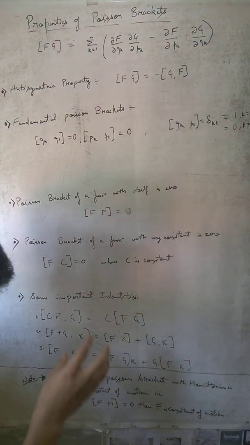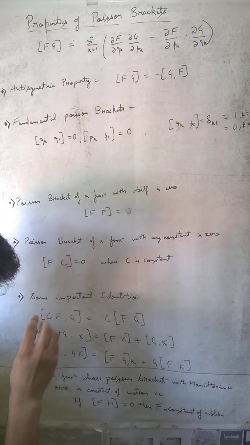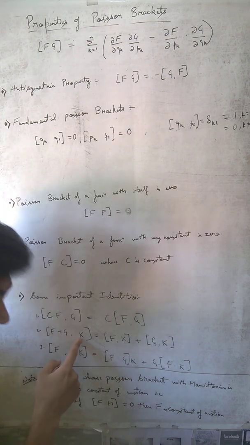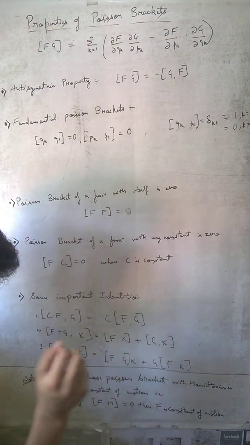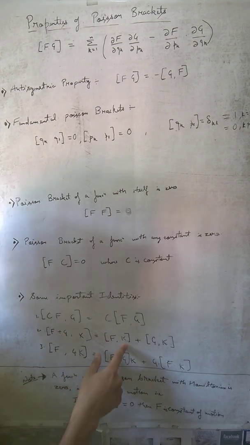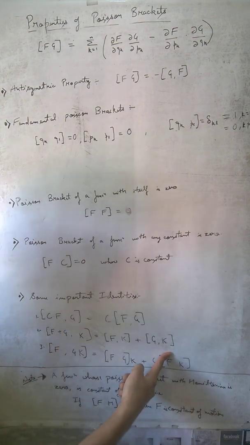Then the second identity is this. If we have to calculate the Poisson bracket of the sum of two functions with another function k, f plus g with k, we get the Poisson bracket of f and k plus the Poisson bracket of g and k.